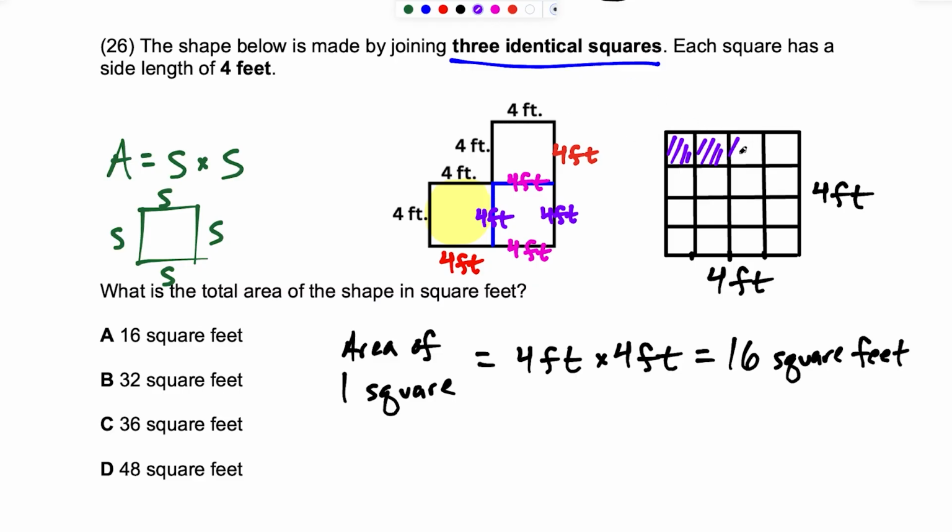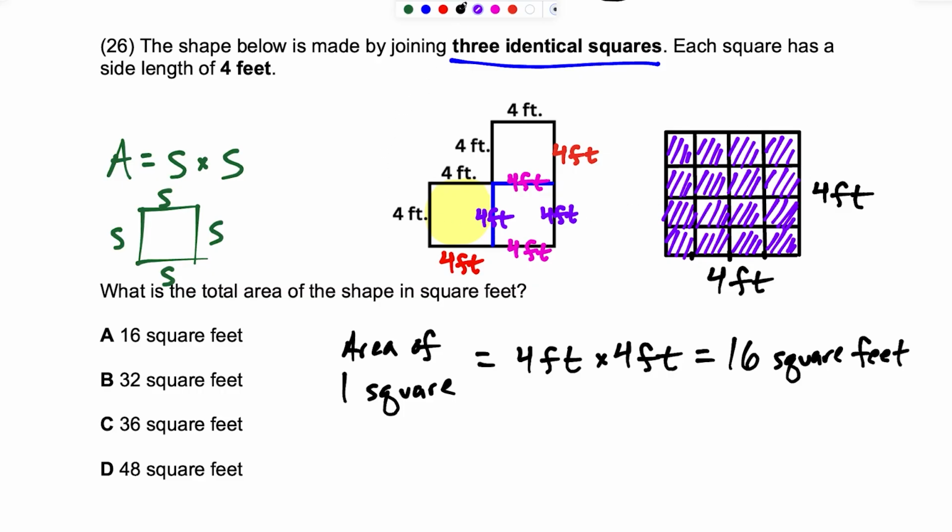Okay, so in math, it's very important that we're able to understand what the units actually mean. So when we're talking about square feet, we're talking about how many squares cover the space. Okay, so that's the concept, that's the idea of area, is we're counting how many little squares we need to cover a space. So if we have a 4 foot by 4 foot square, that means we need 16 little 1 by 1 squares to cover that space.